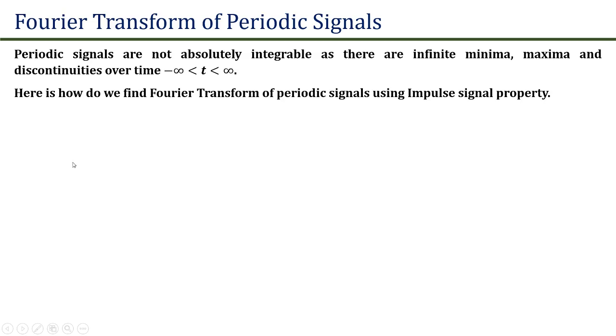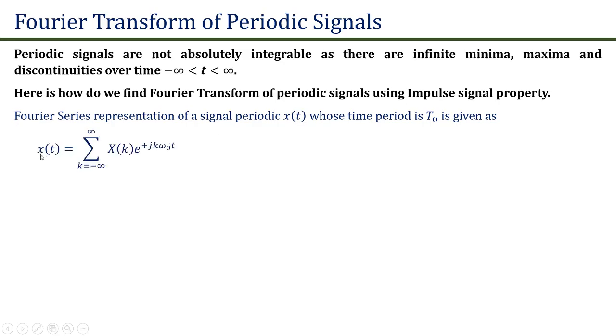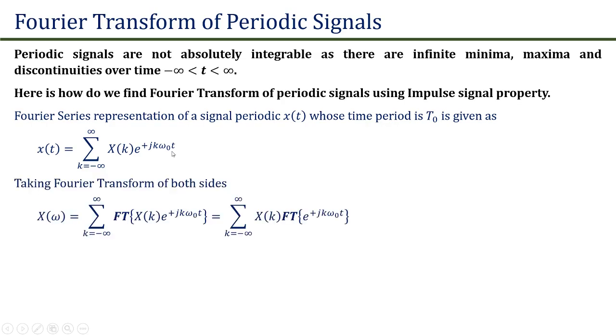The Fourier series representation of a periodic signal x(t) is given as x(t) is equal to summation from k is equal to minus infinity to plus infinity x of k into e raised to power j k omega naught t. If we take the Fourier transform of both the sides, we will get X of omega is equal to summation from k is equal to minus infinity to plus infinity Fourier transform of x of k into e raised to power plus j k omega naught t. Since x of k is independent of time, therefore we can take it out of the Fourier transform: summation from k is equal to minus infinity to plus infinity x of k into Fourier transform of e raised to power j k omega naught t.